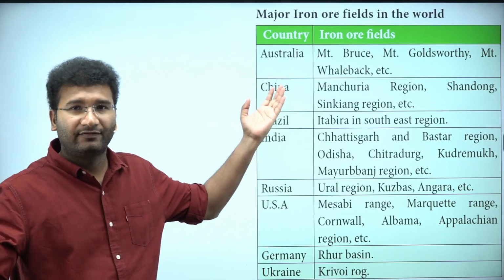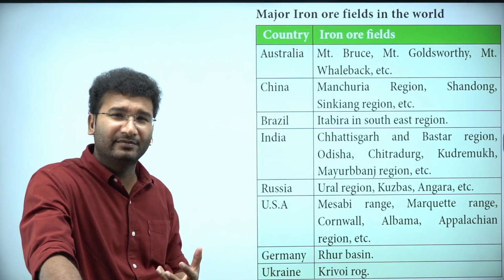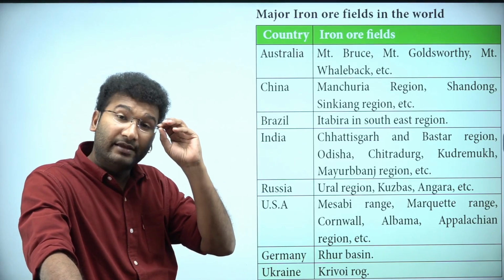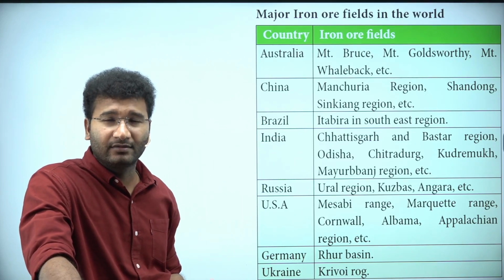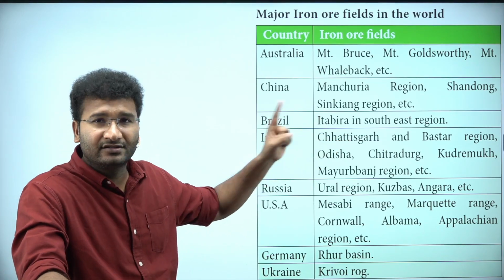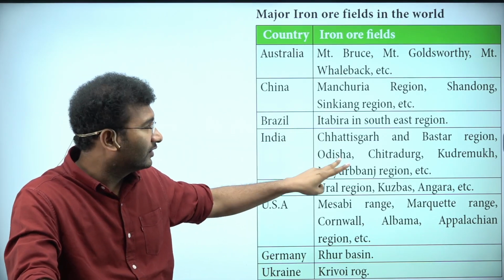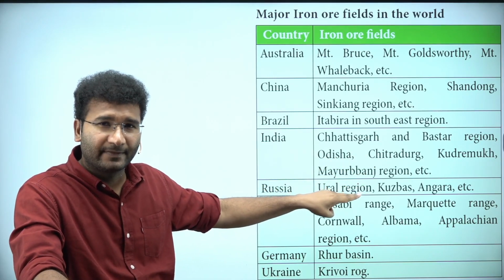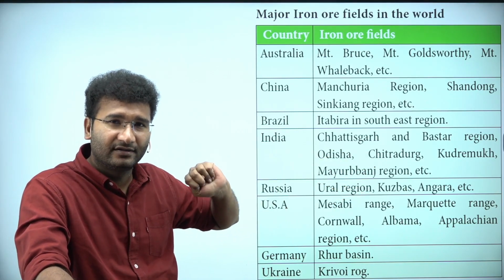What are the major fields that you need to know? These are not in NCERT, but I am giving you because this topic we are going to study further in a detailed manner, but this is just an introduction. In India, the Chhattisgarh region you need to know. Second one, Odisha, Chitradurg, and Mayurbhanj in Odisha again, right? Kudremukh in Karnataka. These are the places.